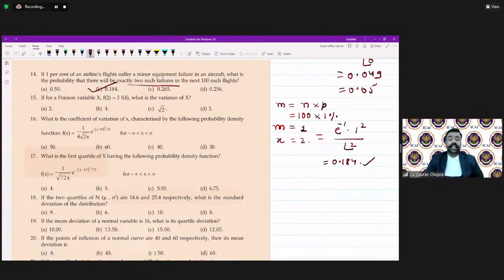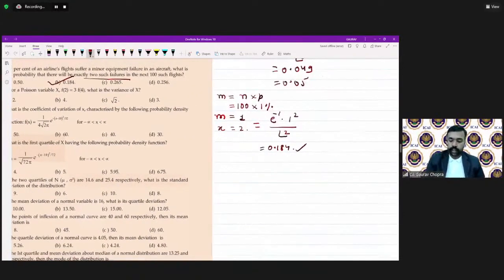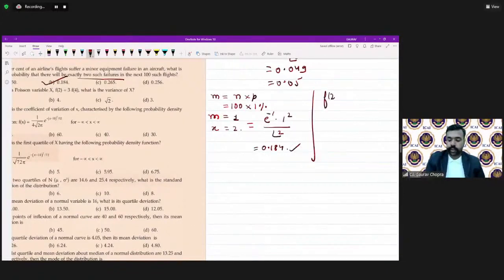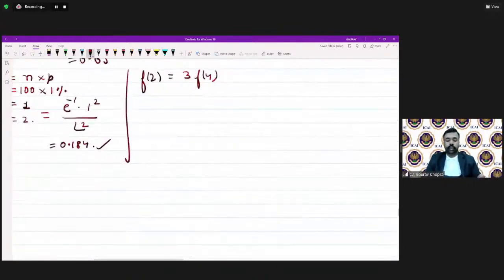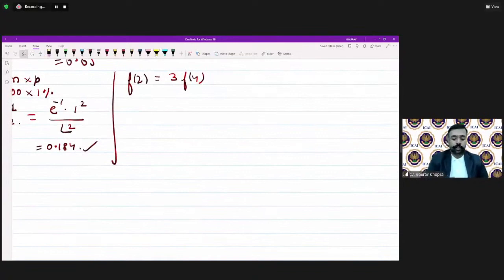Now we are taking the next question, which is question number 15. If for a Poisson variable x, f2 is equal to 3 times f4, what is the variance of x? What is given? f2 is equal to 3 times f4. We have to find out the variance of x. So let's put the value. In bracket, it is nothing but x.